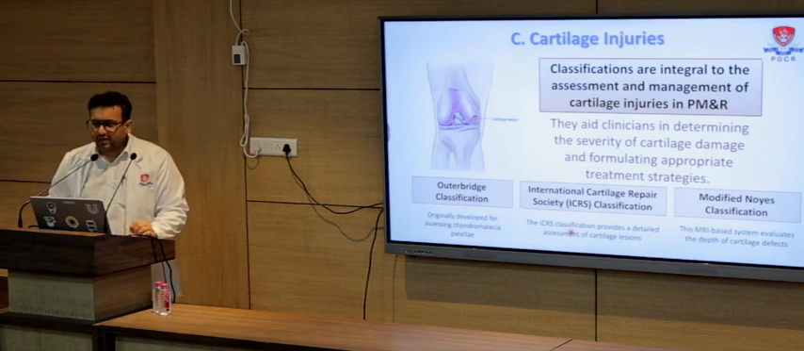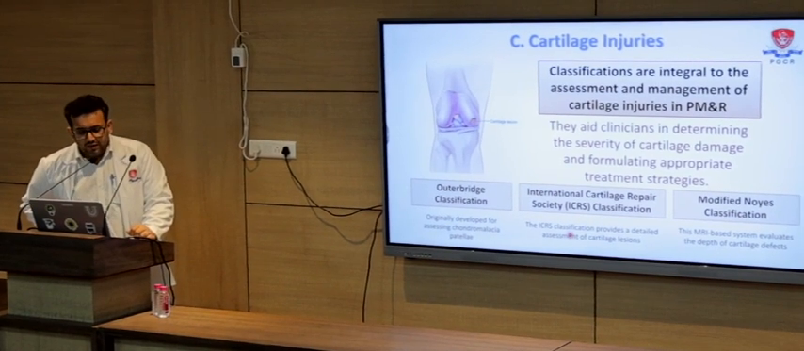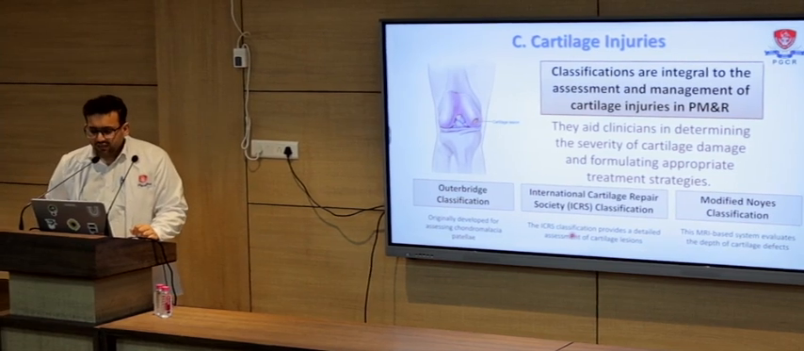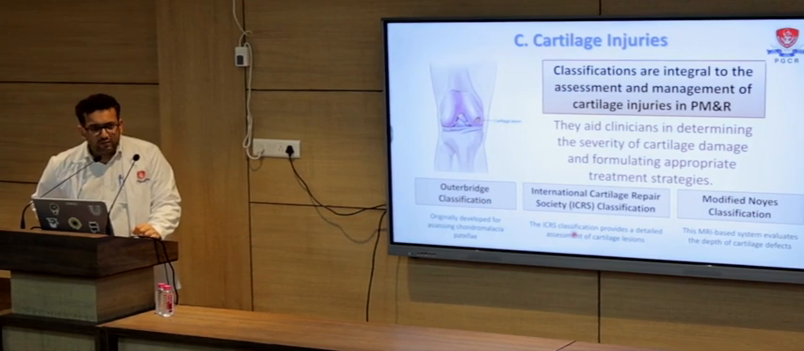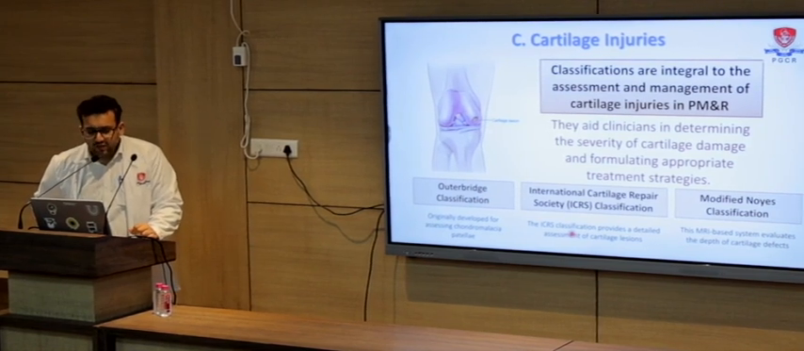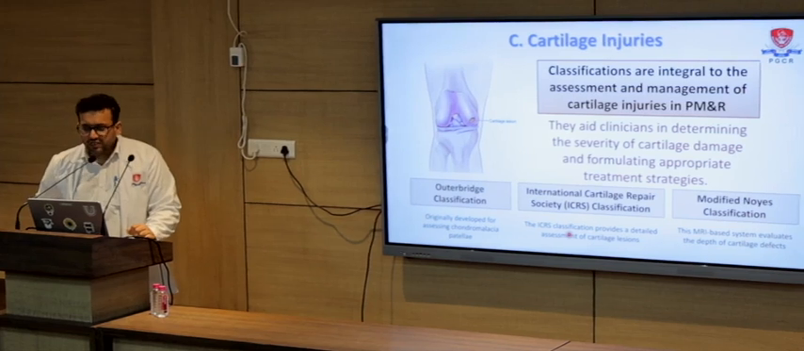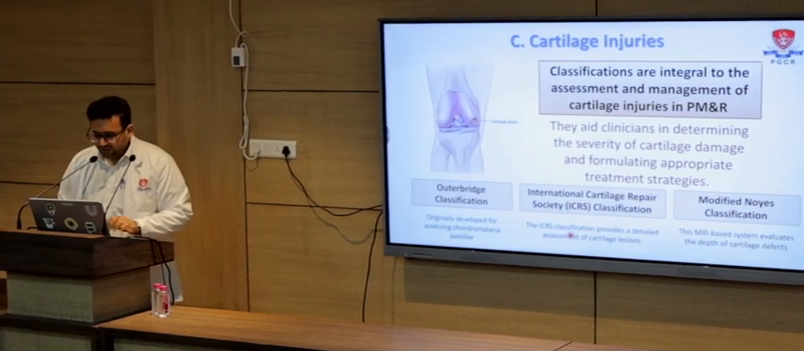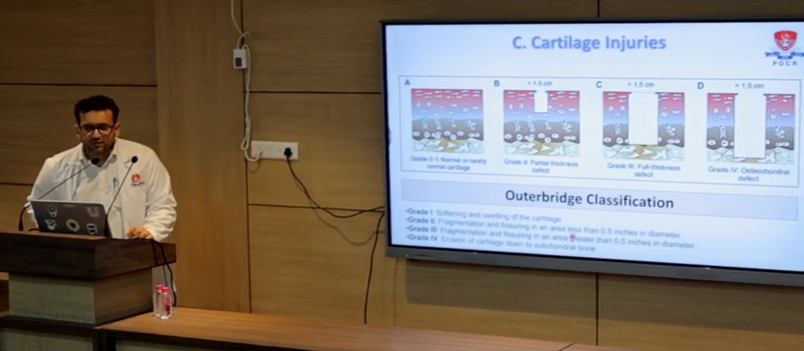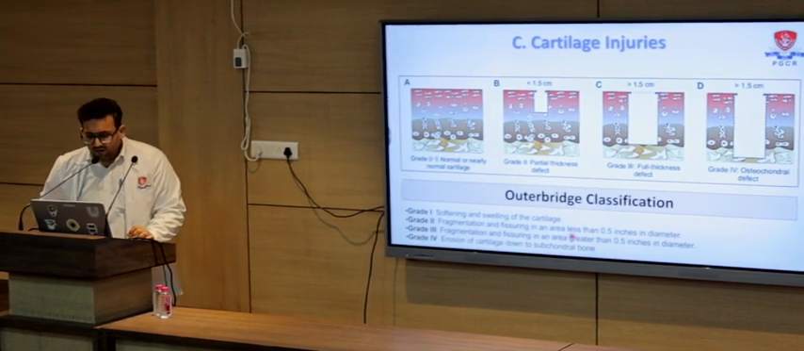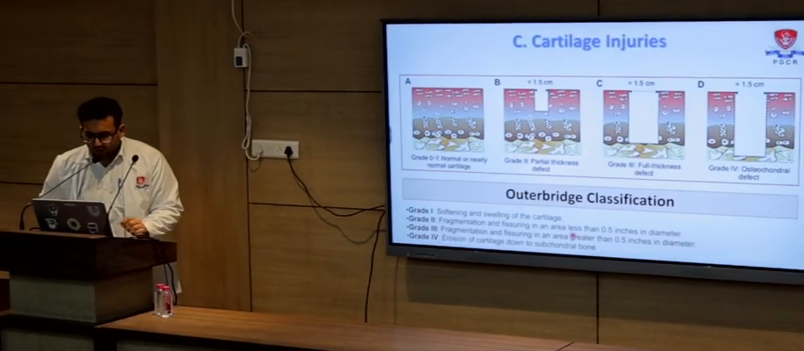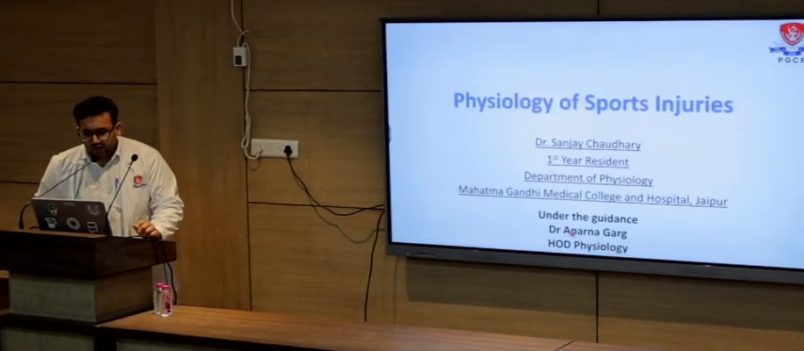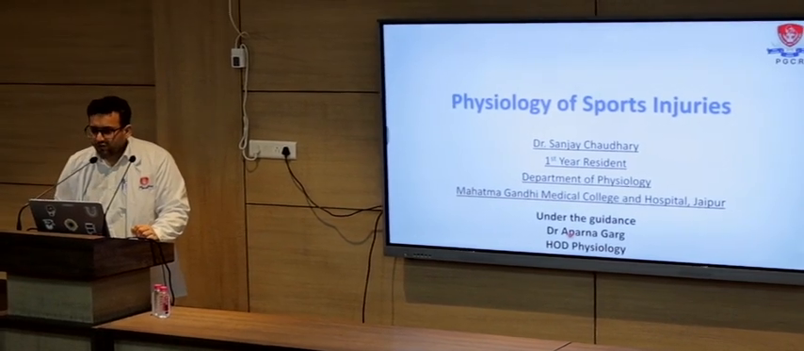The cartilage injuries are integral to assessment and management in PMR, physical medicine and rehabilitation, in determining severity and formulating appropriate treatment strategies. The common classifications being Outerbridge classification, International Cartilage Repair Society classification, and Modified Noyes classification. The most common, Outerbridge classification, is being discussed here. It divides cartilage injuries into grades: grade 0 being normal, second being a partial thickness defect, then third being a full thickness defect, and the fourth being osteochondral, where both bone and cartilage are involved. Thank you, and I would like to welcome Dr. Sanjay Choudhary from the Department of Physiology to continue the presentation.